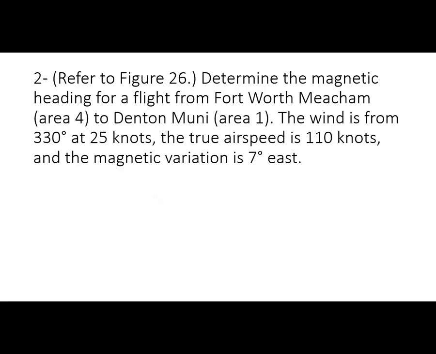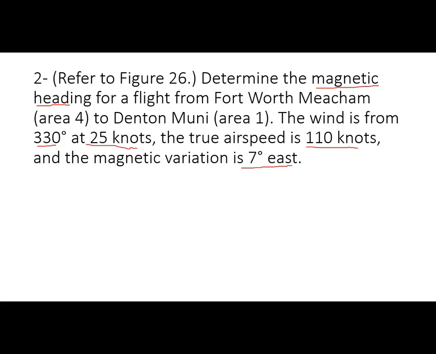Number 2, determine the magnetic heading. They want the magnetic heading for a flight from Fort Worth Meacham Area 4 to Denton Municipal Area 1. The wind is from 330 at 25 knots. The true airspeed is 110 knots, and the magnetic variation is 7 degrees east.